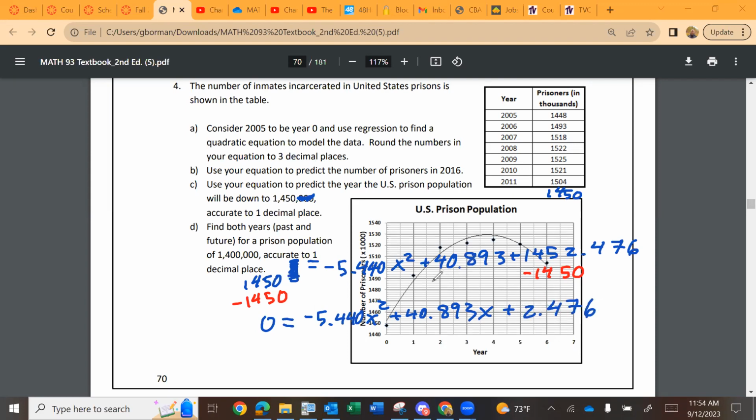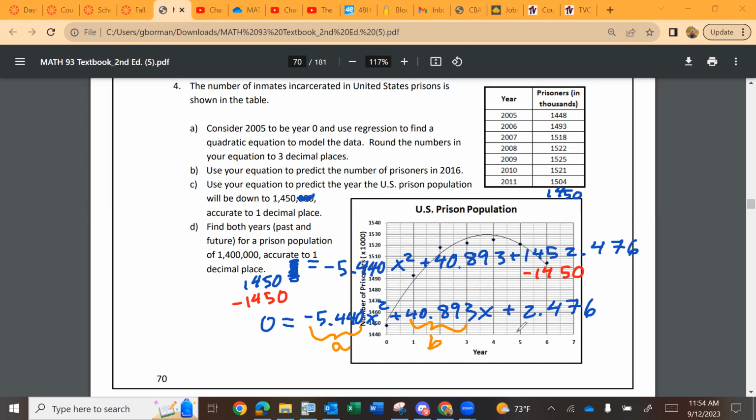Now here's the deal. We have to use what's called the quadratic formula. If you've done it before, great. Once you have a 0 over here, the number multiplied by x squared is called a. So a is negative 5.440. Not negative 5.440 x squared, just the number.